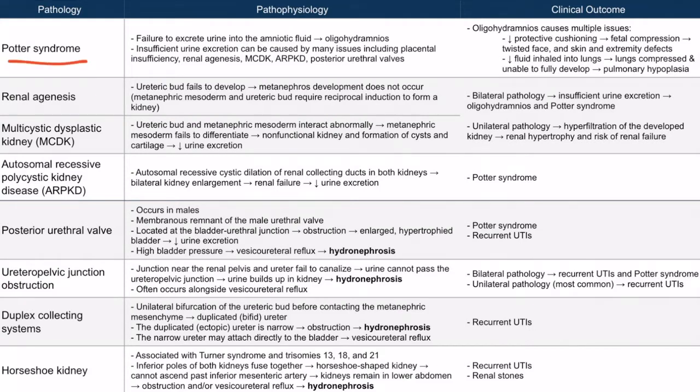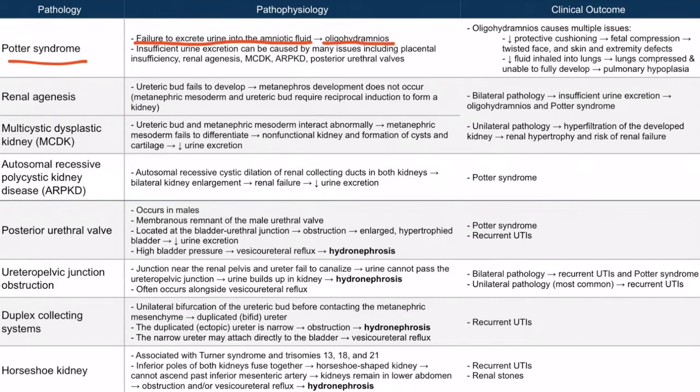Potter syndrome. And sometimes this is called Potter sequence. The basic premise is that there is failure to excrete urine into the amniotic fluid. Interestingly, fetal urine makes up a significant portion of the amniotic fluid. So failure to excrete urine can lead to oligohydramnios, a word that means there's not enough amniotic fluid.